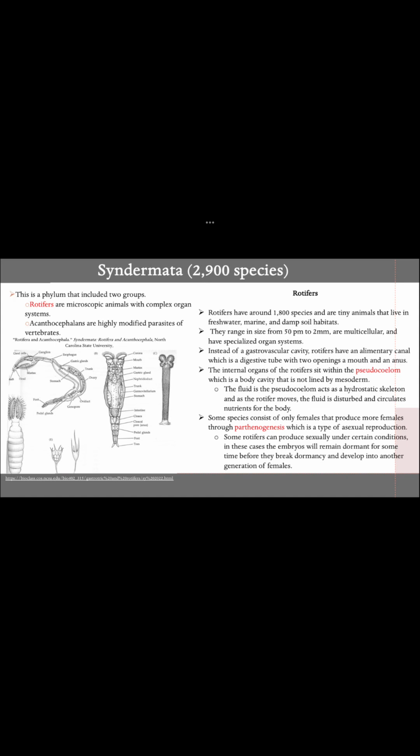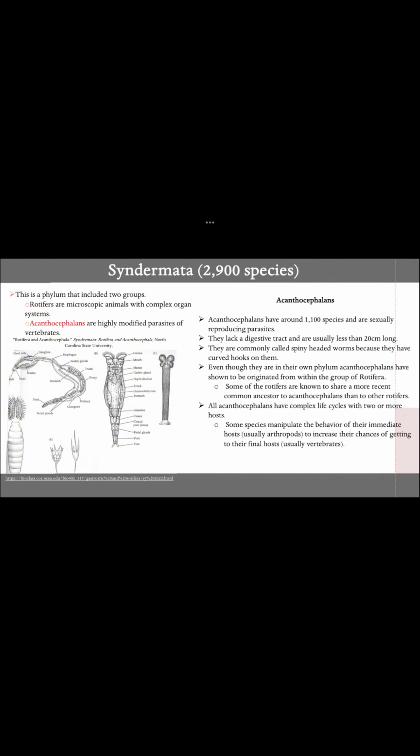In these cases, the embryos will remain dormant for some time before they break dormancy and develop into another generation of females. The other group is acanthocephalans, which have around 1,100 species and are sexually reproductive parasites. They lack a digestive tract and are usually less than 20 centimeters long. They are commonly called spiny-headed worms because they have curved hooks on them.